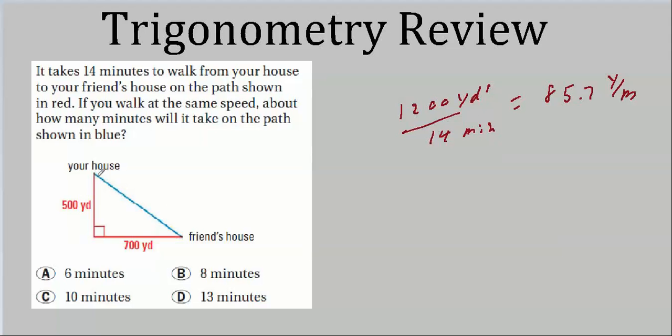Now what we need to know is how long this is before we can figure out how long it'll take us to walk it. And that, well, seems like a job for Pythagoras again. We got 5 times 100. As long as we're taking square roots, this can be an easier way to do it. Plus 7 times 100. We're going to square those.